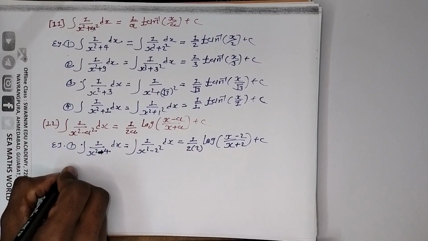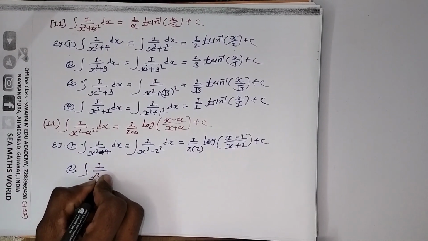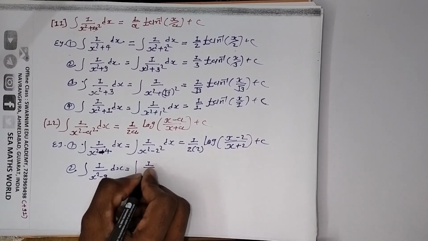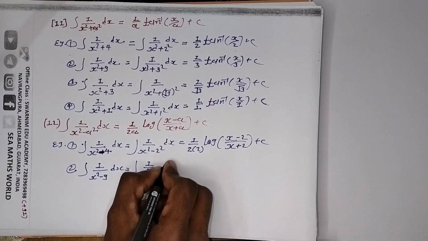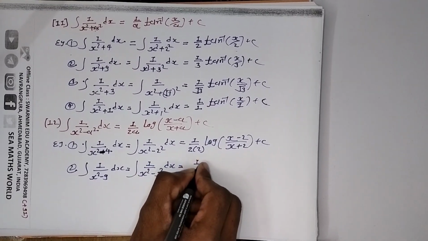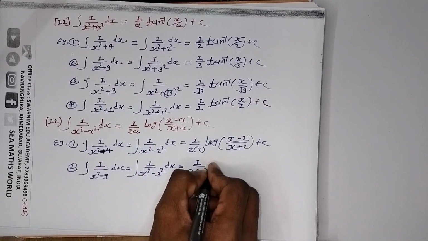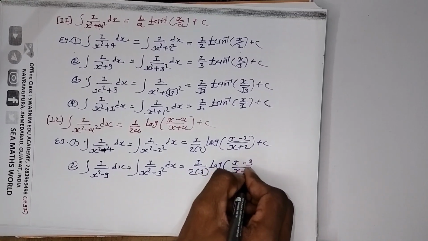One more example: integration of x square minus 9. We have to convert 9 into a square form, so we can write 9 as 3 square. Now we apply the formula: 1 upon 2a, a is 3. Log of x minus a, a is 3, upon x plus a, a is 3.